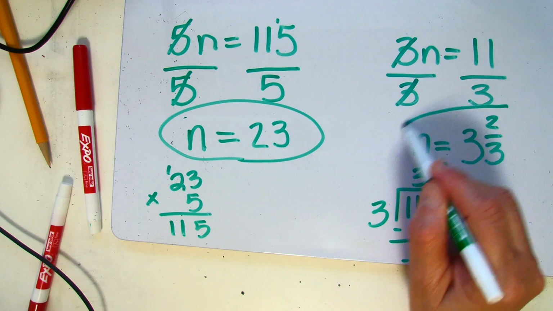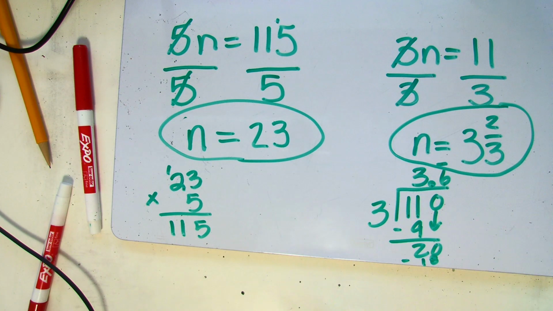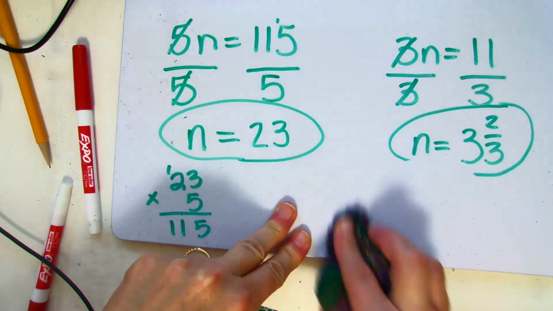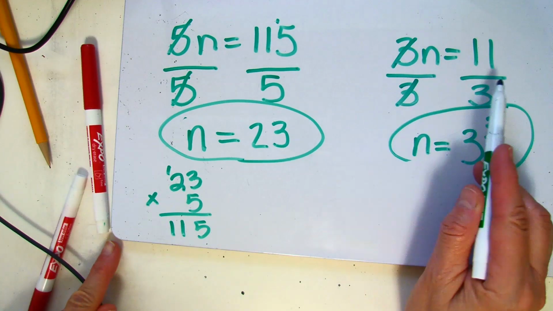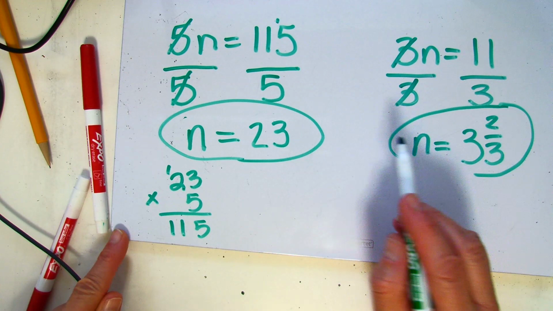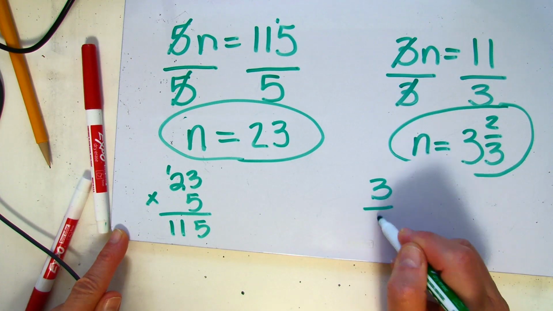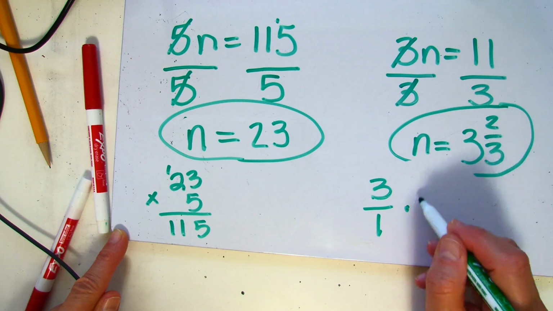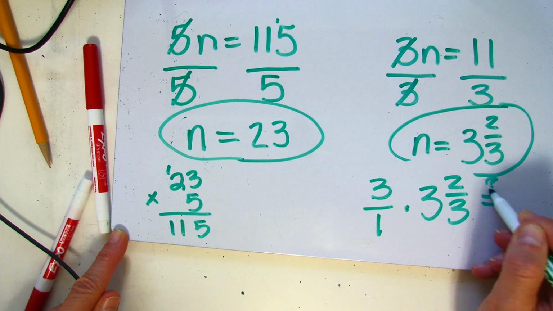To check my answer, it might be easier to use this number here. Let's go ahead and do that. So I know that 3 times n equals 11. So instead of n, I'm going to write 3 times 3 2/3. Does this equal 11?